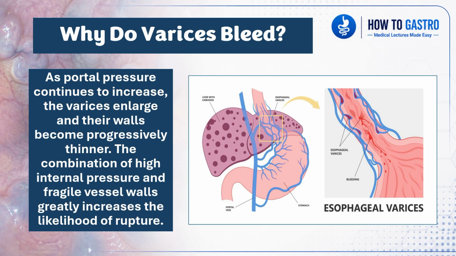So why do varices bleed? As the portal pressure continues to increase, as that backlog becomes larger, the varices begin to enlarge and their walls become progressively thinner. If you imagine a balloon, the more you push air into a balloon, the more fragile the balloon walls become, and the more prone it will be to popping. This combination of the high internal pressure and the fragile vessel walls greatly increases the likelihood of a rupture. So there we will have the bleeding out of these esophageal varices.